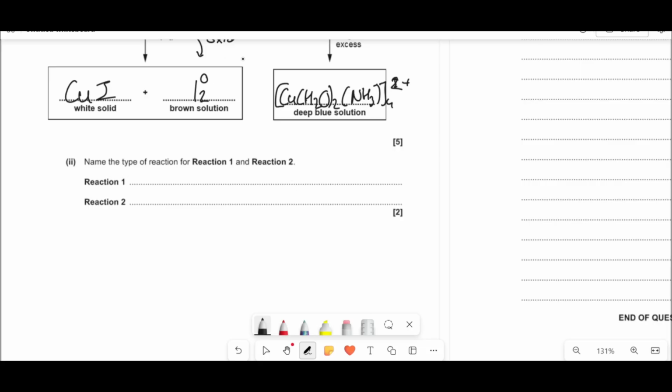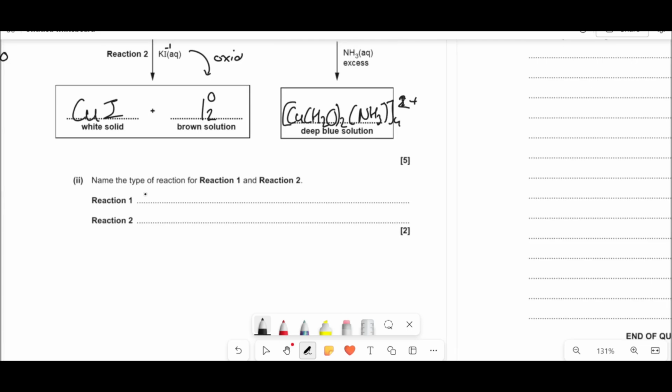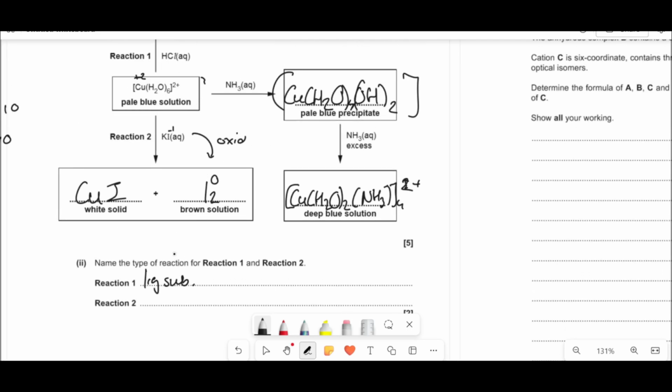Then it says, what's the type of reactions in reaction 1 and 2? If we look at reaction 1 and 2, reaction 1 is a ligand substitution. Just got to lig sub because I'm short, I'm lazy. And here, I've just pointed out, it's redox.